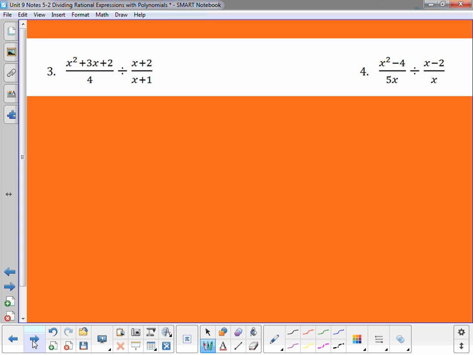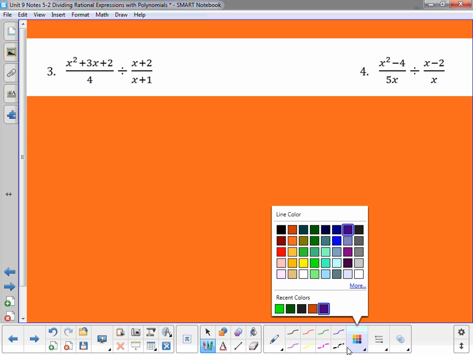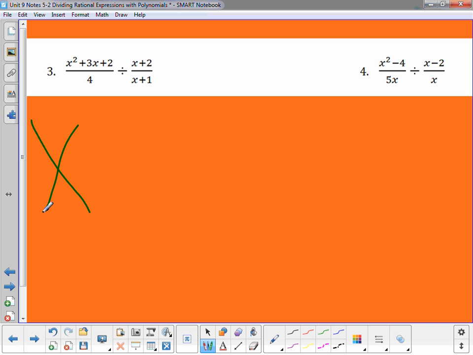Next. Okay, let's take a look at ones where we actually have to do some factoring. So let's take a look at number 3. So number 3, we want to set up that x. So we're multiplying to 2 and adding to 3. So that's going to be 2 and 1.